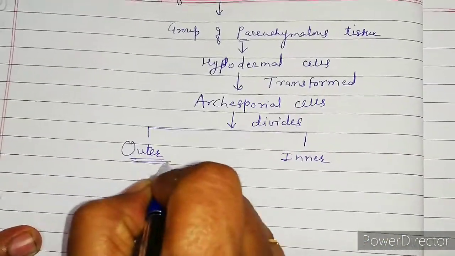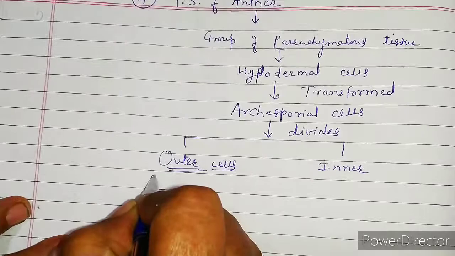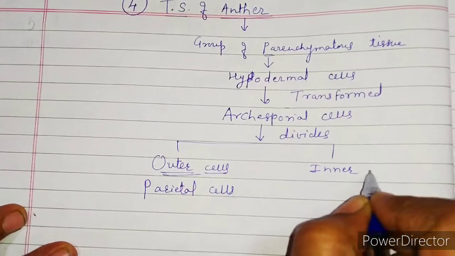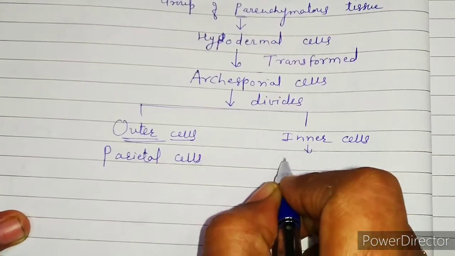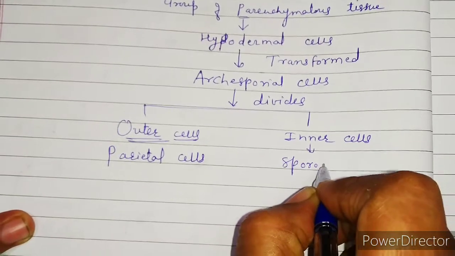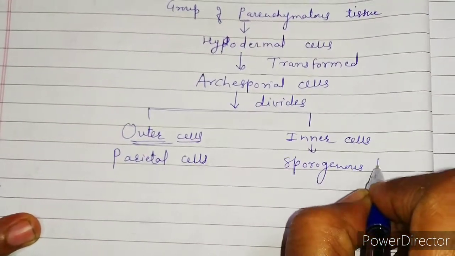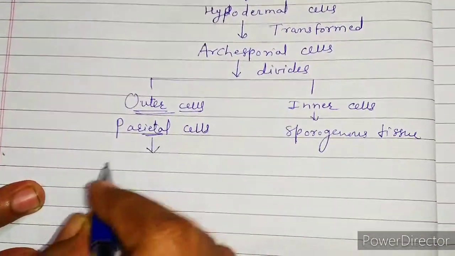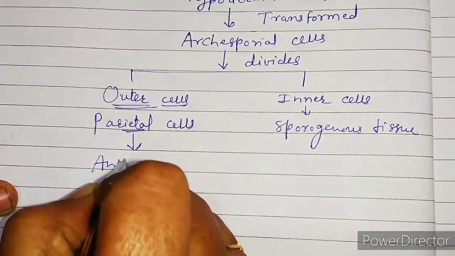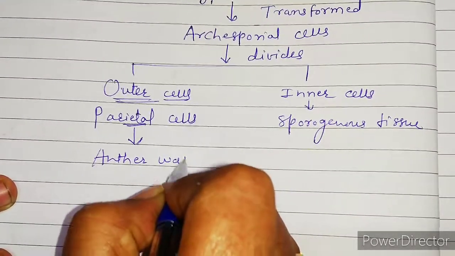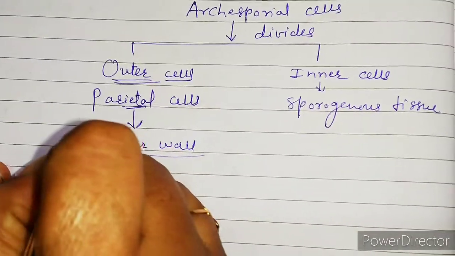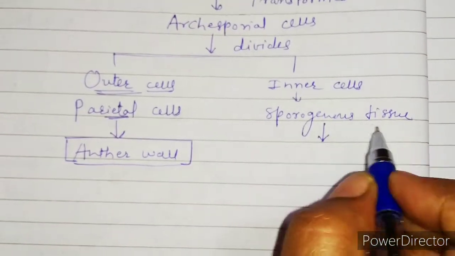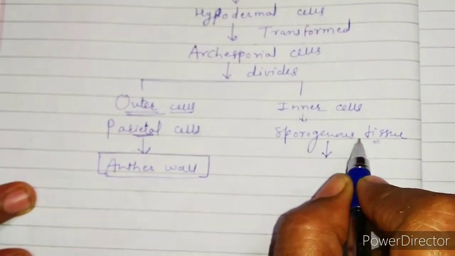So the outer cells develop into parietal cells, and the inner cells develop into sporogenous tissue. Now these parietal cells later on develop into the anther wall. So the wall of the anther is produced by parietal cells, and the sporogenous tissue, no doubt it is a tissue, is made up of sporogenous cells.